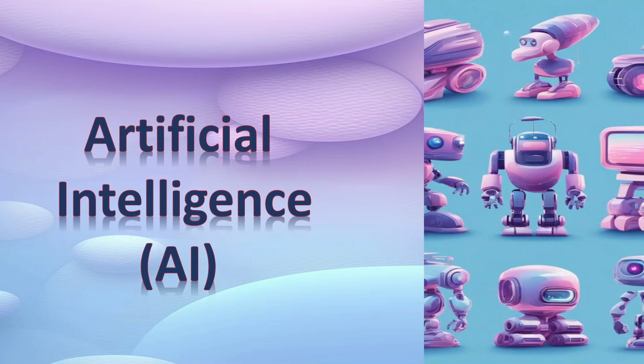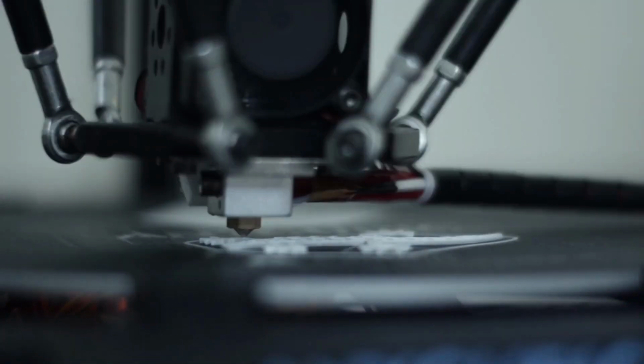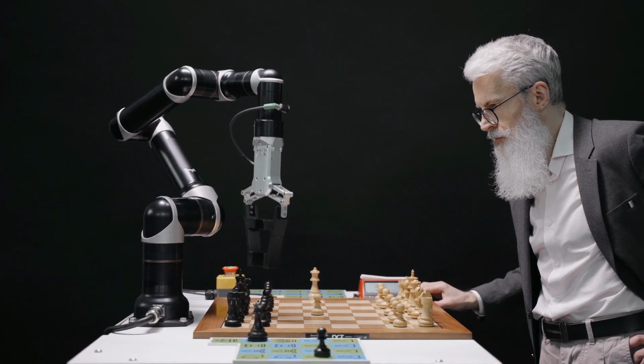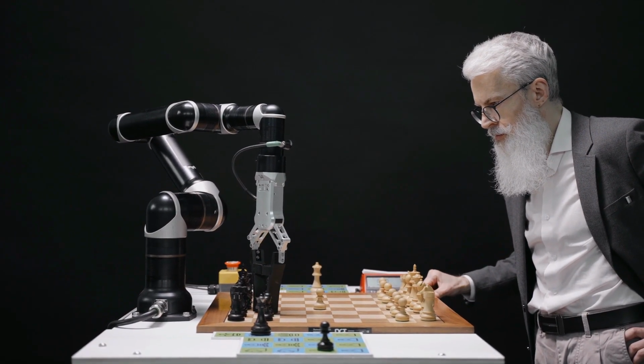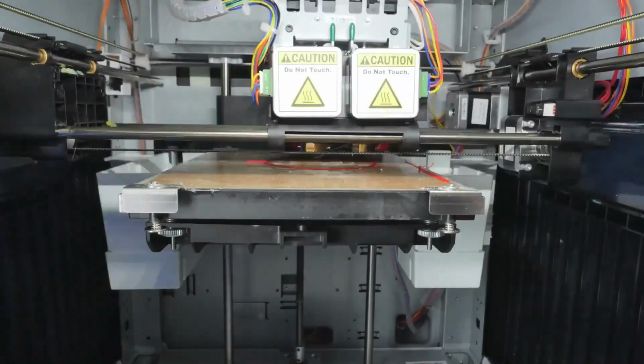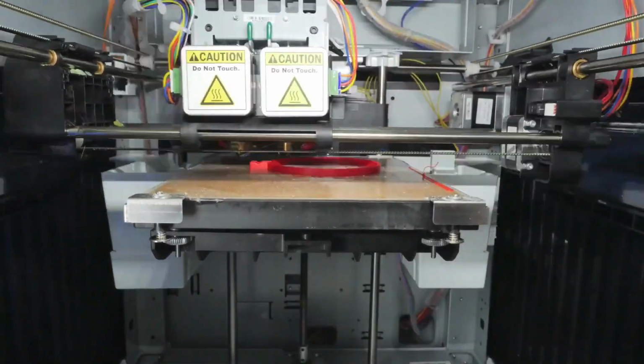Artificial intelligence. Artificial intelligence refers to the simulation of human intelligence in machines that are programmed to think and act like humans. It involves tasks such as learning, reasoning, and self-correction. Artificial intelligence is used in various industries to automate processes, analyze data, and make decisions.